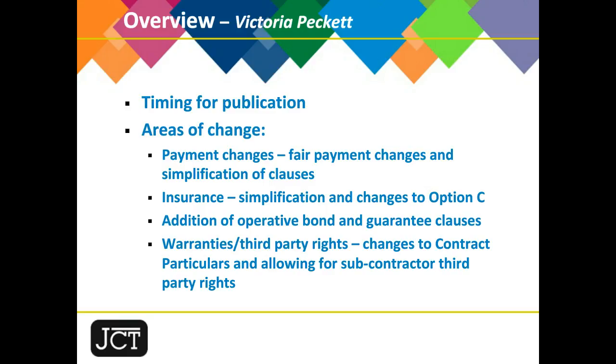Similarly, insurance was another area where JCT looked at it and decided that we could simplify and rationalize some of the drafting. And you'll also see that there are some changes to the Option C regime, and Ben will talk about that. To reflect market practice, we've added the option of having bond and guarantee clauses, so we've got operative clauses there. We've also made changes to the contract particulars to reflect market practice in relation to the procurement of collateral warranties and third-party rights. And we've changed the subcontracts to allow for subcontract third-party rights as well.